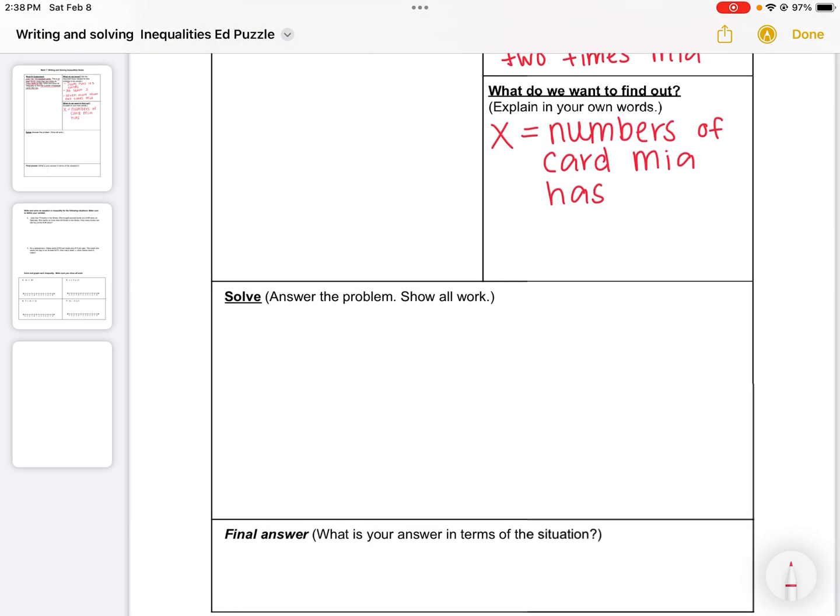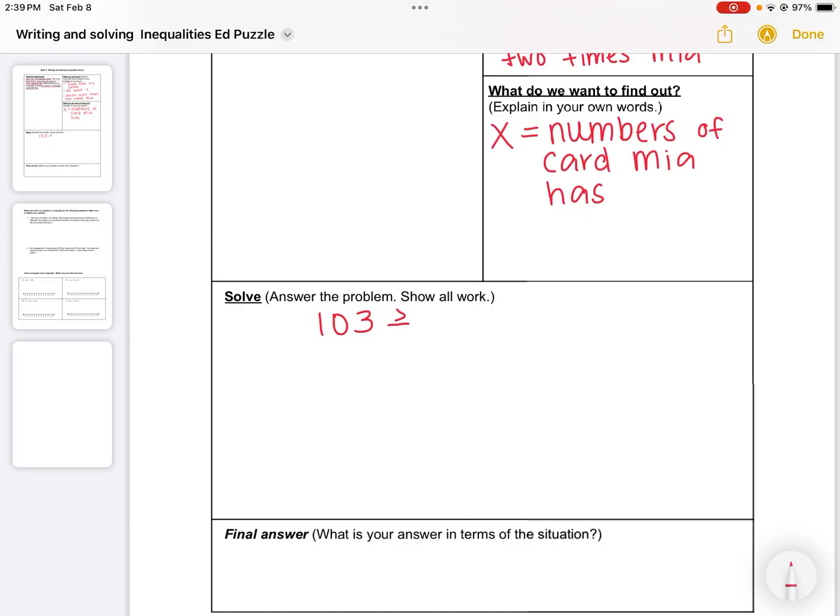Down here in the solve, the first thing that I need to do is write my inequality. I'm going to start with the number of cards that Juan has. I know Juan has 103 baseball cards. Up in the what do we know section, the important facts we wrote down, for our second little bullet point, it said the words at least. We said that the words at least mean the greater than or equal to sign. I need to put that into my inequality.